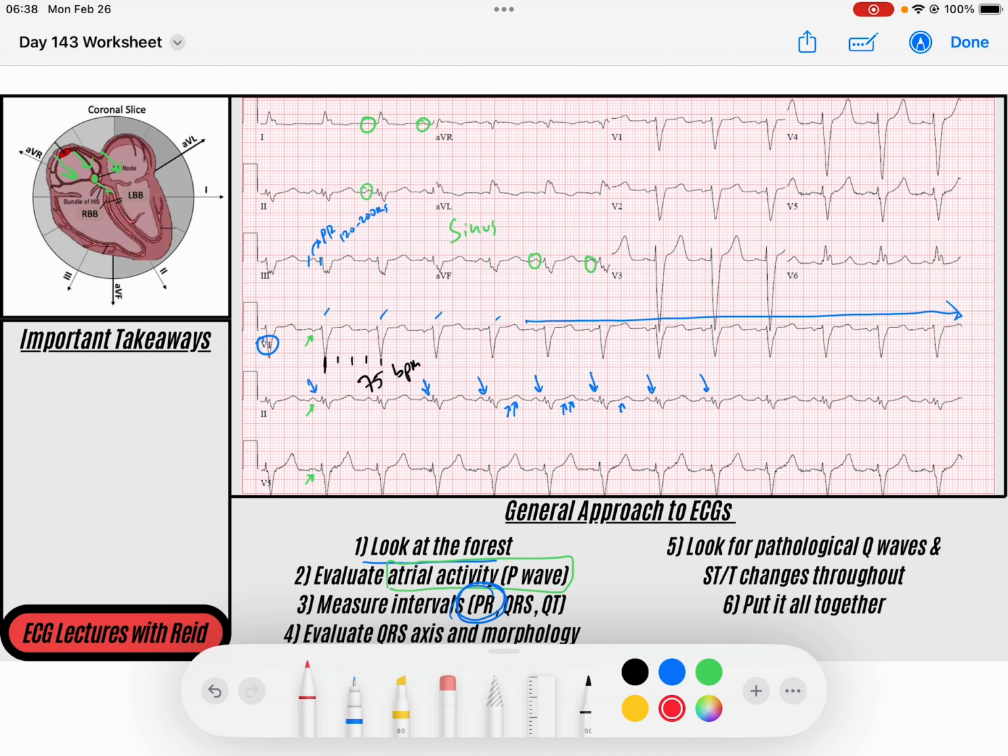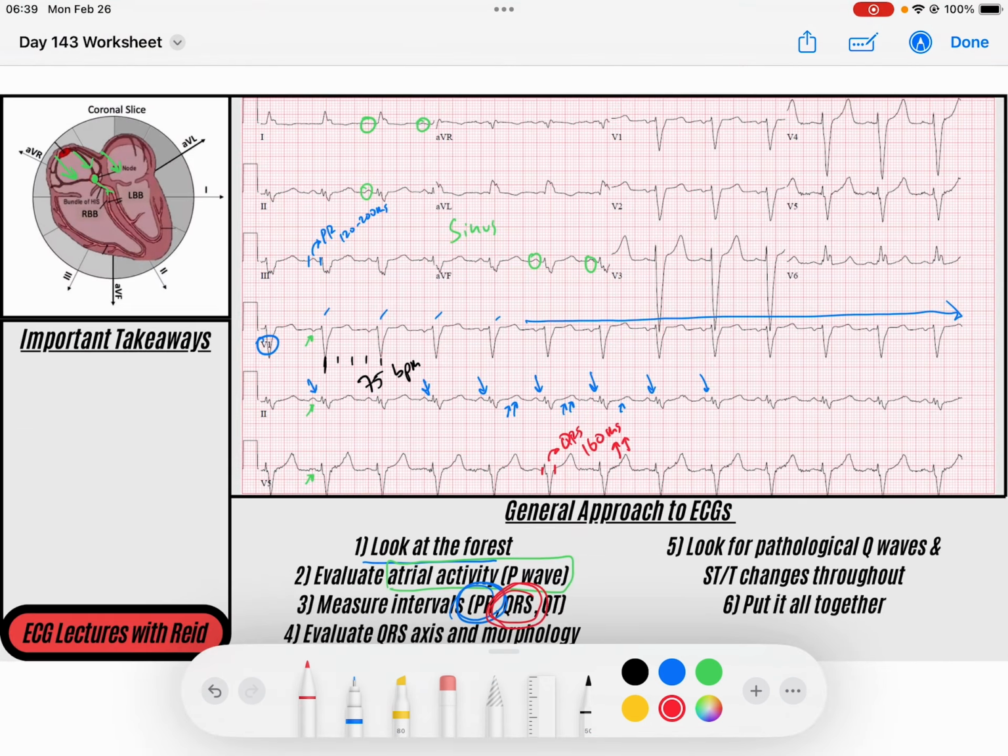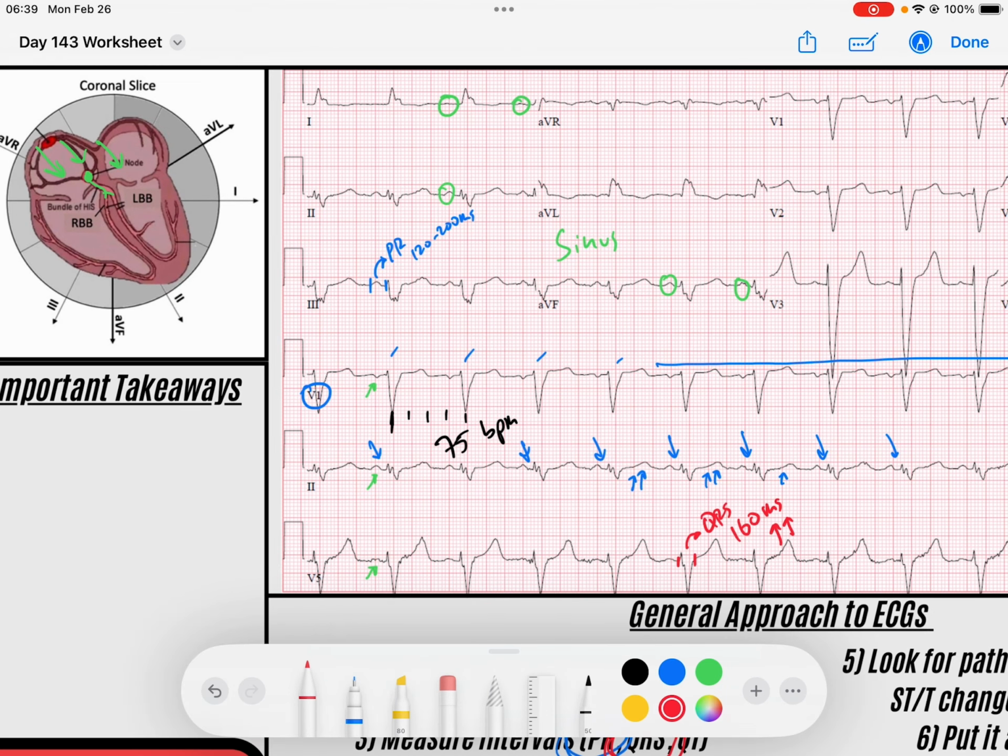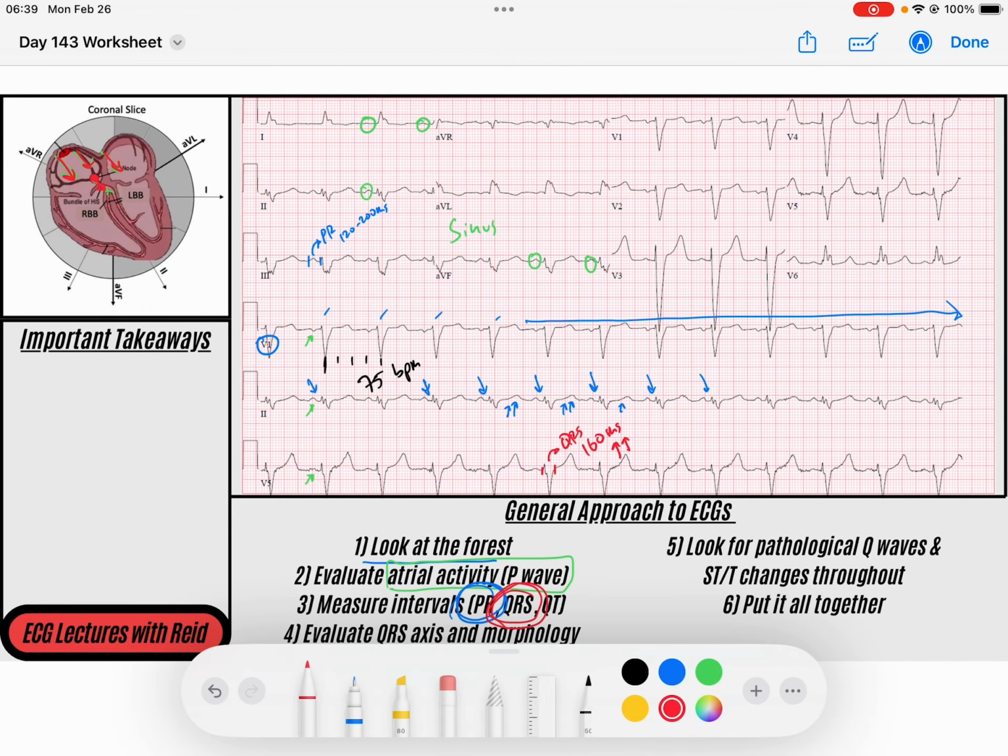Next thing we're going to do is evaluate how things are conducting through our QRS. So what is our QRS doing? If we mark the start of the QRS, it's about 4 small boxes. So my QRS duration here is 4 times 40 milliseconds, which is 160 milliseconds, which is too long. We think 120 to be the upper limit of what we want. So if we think this rhythm is coming from the SA node, being delayed by the AV node and sent down to the ventricles, there must be some type of bundle branch block to explain our wide complex QRS.